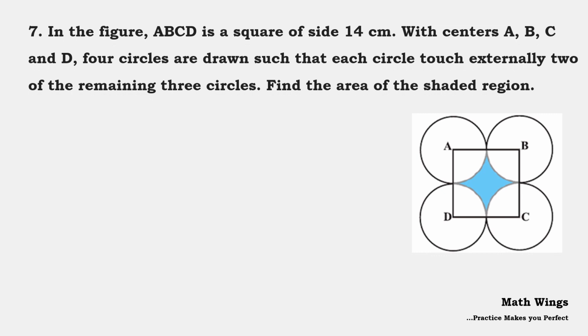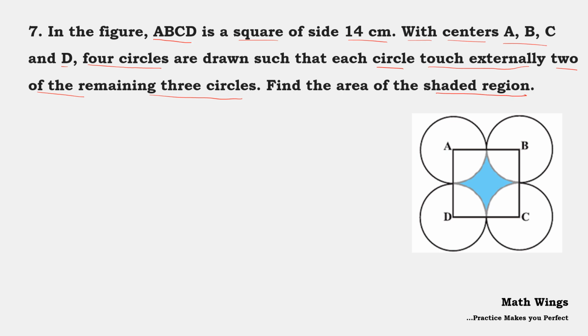So here is the 7th question. We have a given figure. In that, we have ABCD as a square with side 14 cm. Also, with centers ABCD, we have drawn 4 circles in such a way that each circle touches externally 2 circles out of the remaining 3 circles. Find the area of shaded region.